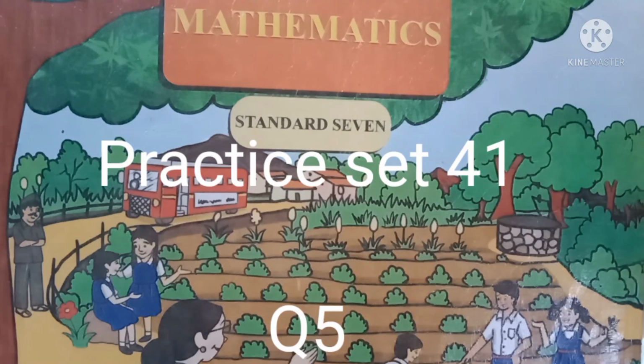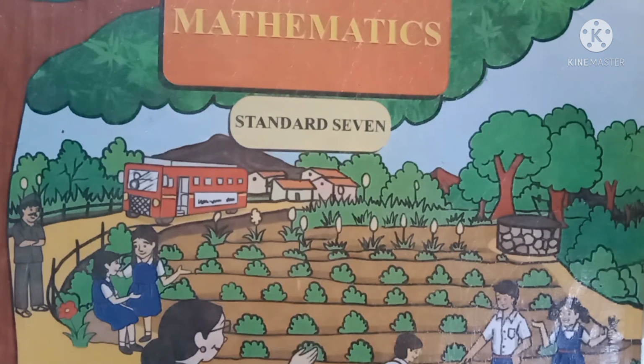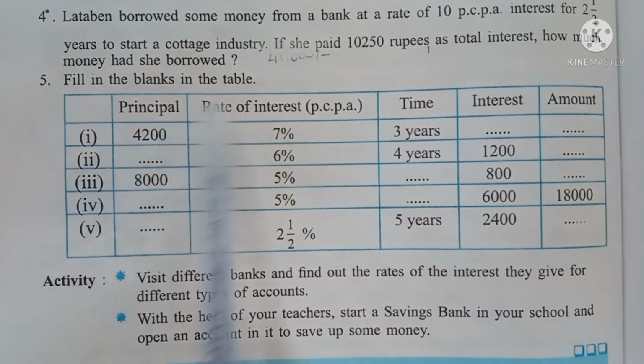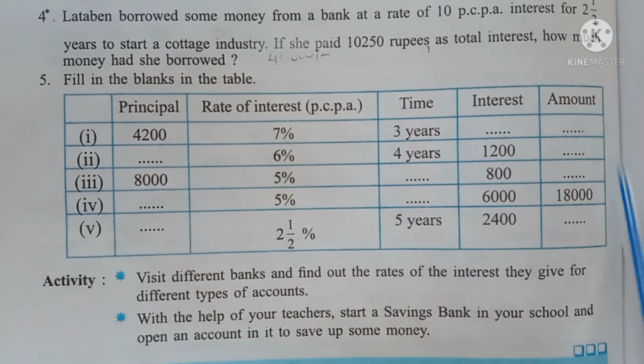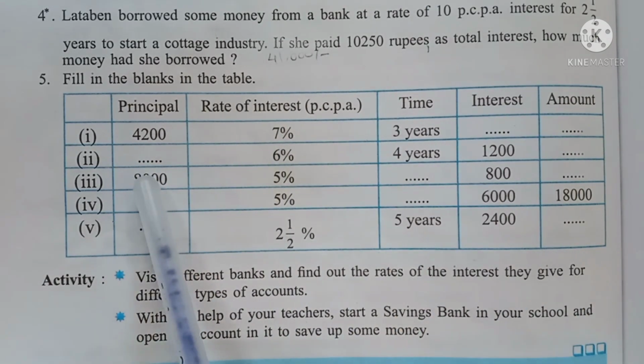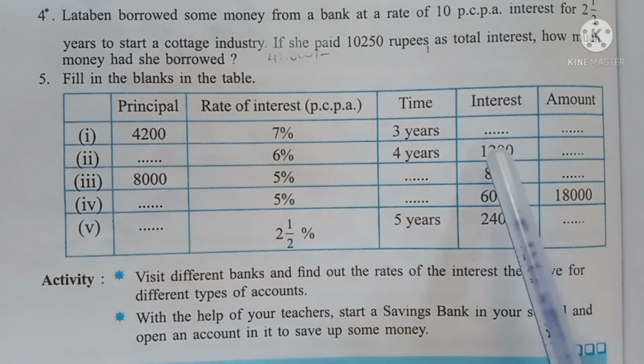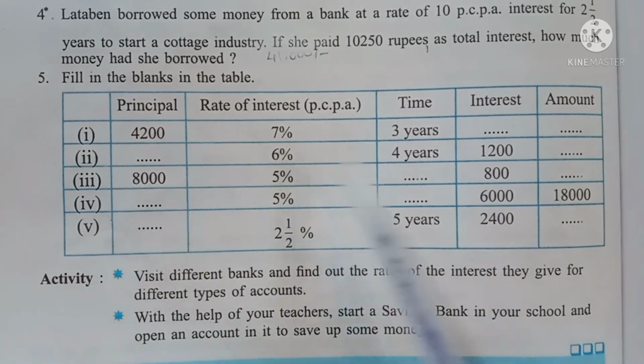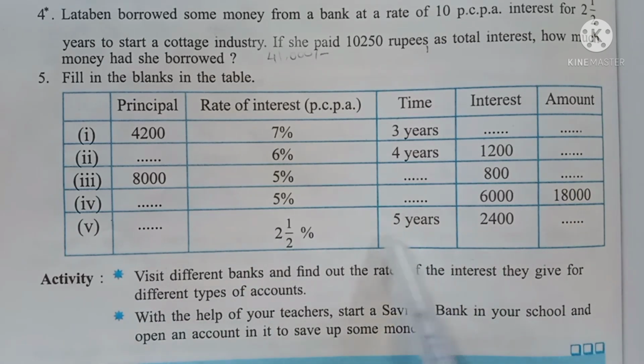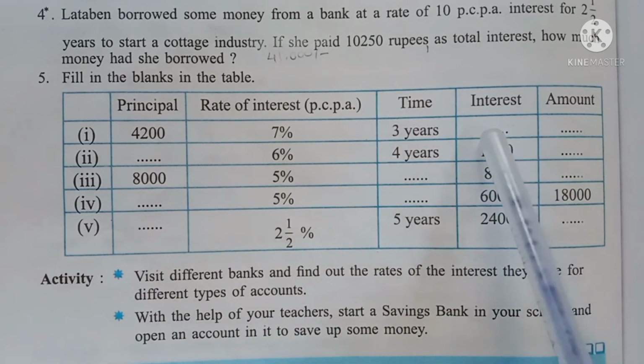Today we are going to solve practice set 41, in that question number 5. So let us start. Question number 5 is fill in the blanks in the table. Here one table is given. In that table: principal, rate of interest, time, interest and amount. 1, 2, 3, 4, 5 columns are there, and you can find out the fill in the blanks.